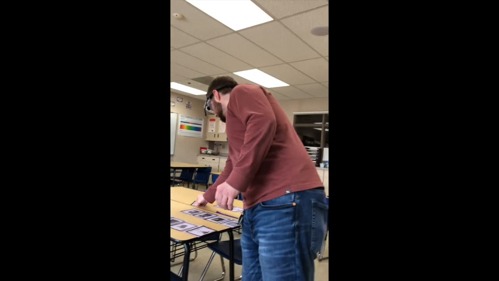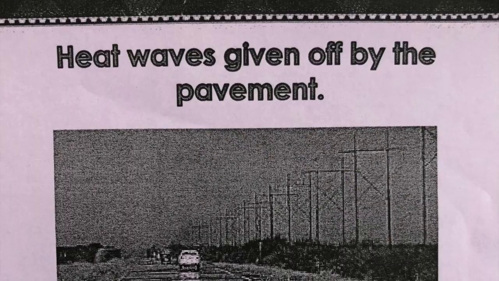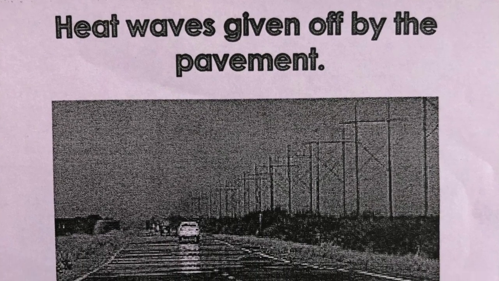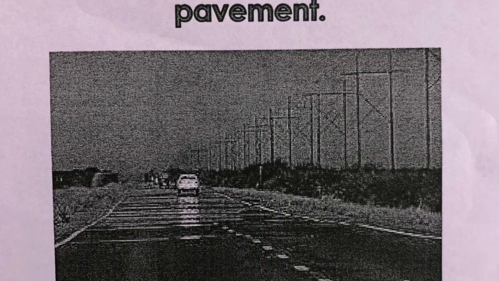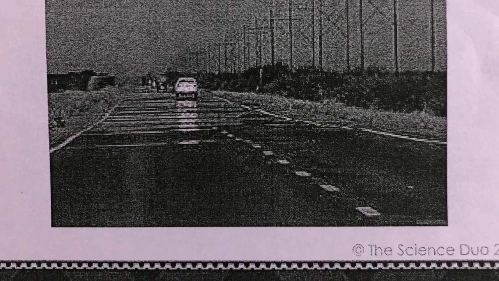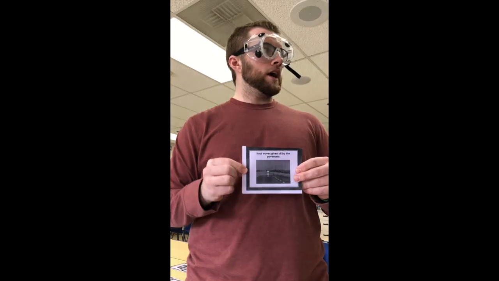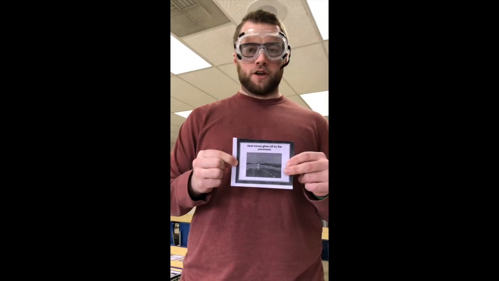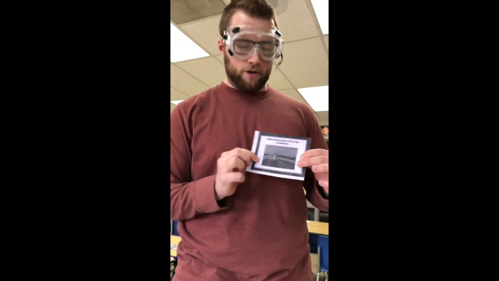And next up we have heat waves given off by the pavement. Sometimes on a really hot day, you look at the road and it has this glassy, almost watery look to it. That is because of convection. The heat from the blacktop actually heats up the air right above it, and that's what we see here. Again, that is convection.